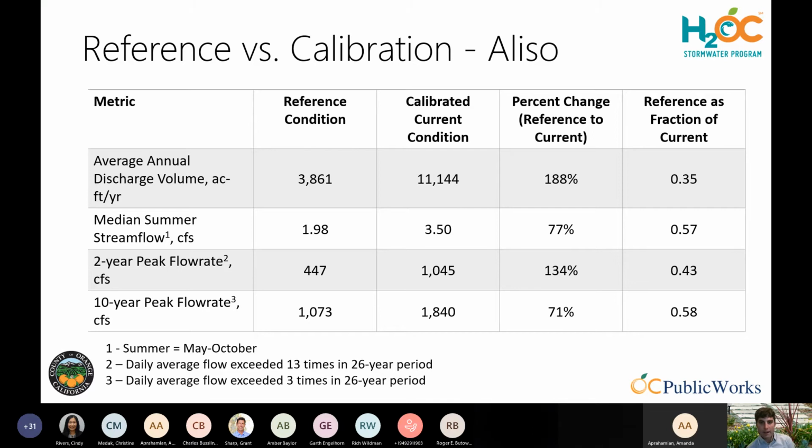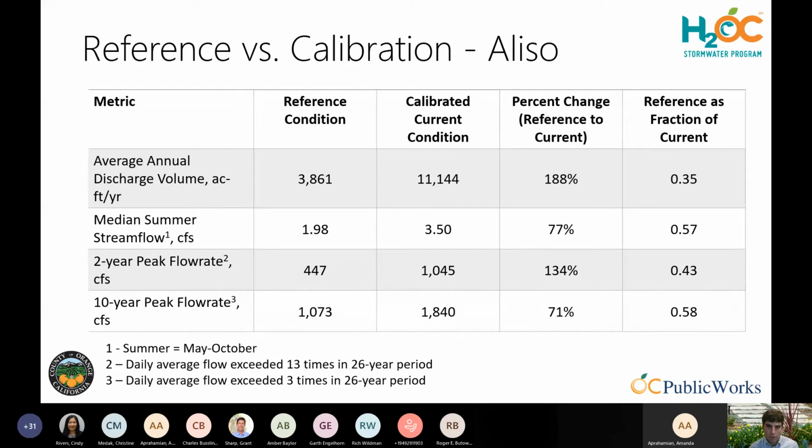It's a bit higher, augmented to the tune of a little less than two times, and then a 2-year flow rate, a similar magnitude, increased to the tune of two and change higher than the reference condition, and a similar magnitude for the 10-year flow rate. So we have a sense of how much things have moved. And we can also express this in terms of reference as a fraction of current. So this is saying the reference was 35% of what we see currently. We come back to this fraction again.